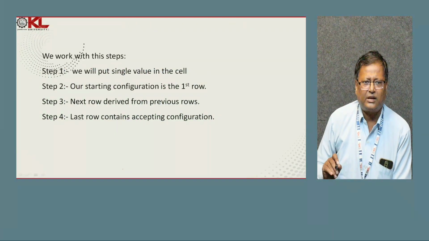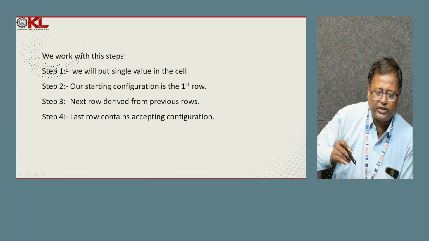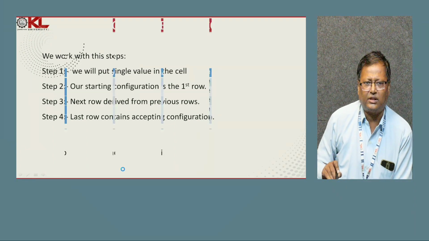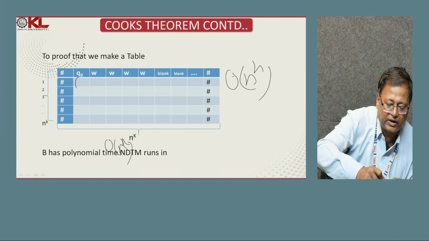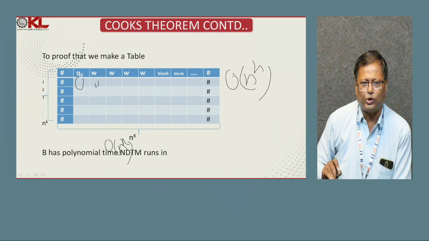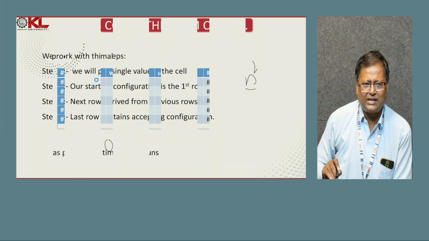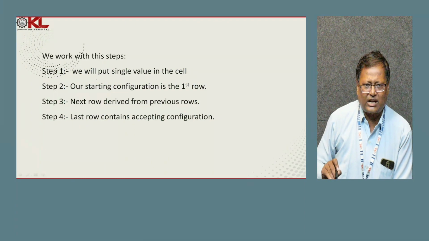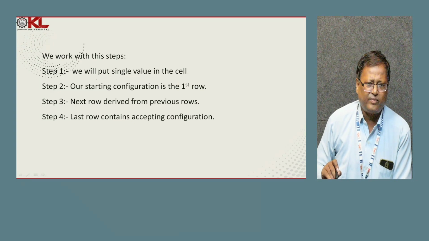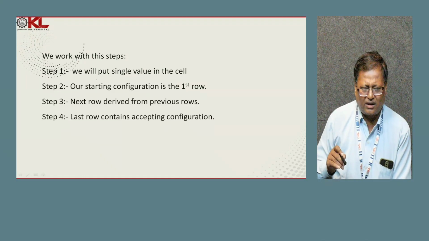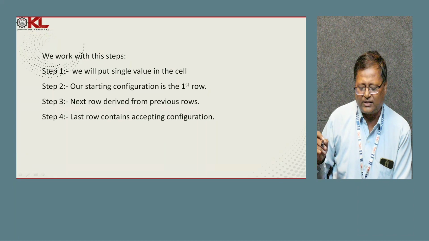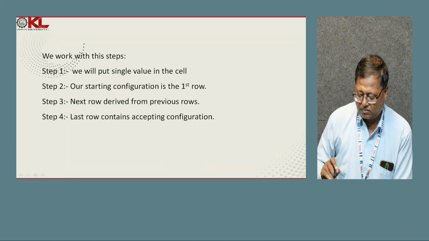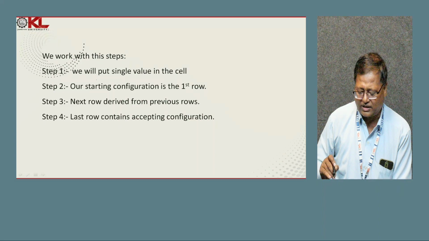And the steps are: step 1, we put a single value in each cell, so each cell contains a single value. The starting configuration is the first row, the next row derives from the previous row, and the last row contains the accepting configuration. So we make a conjunction for row 1, row 2, row 3, and finally we get the accepting result.